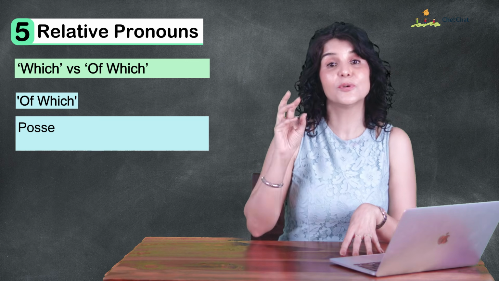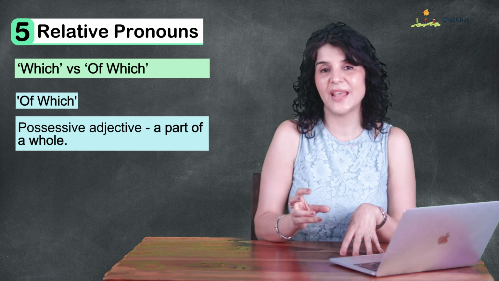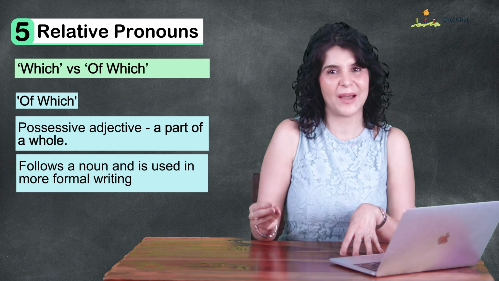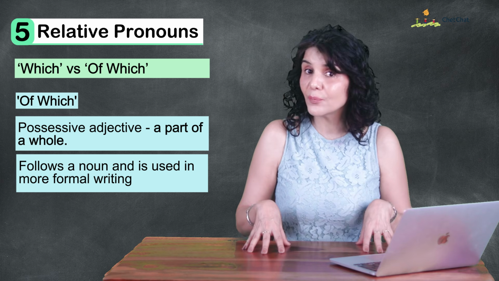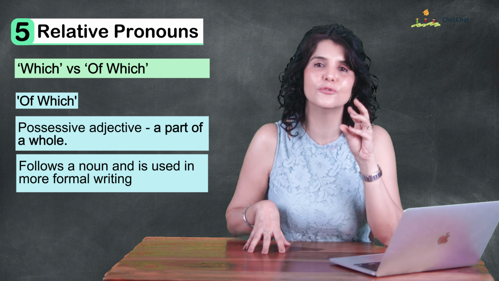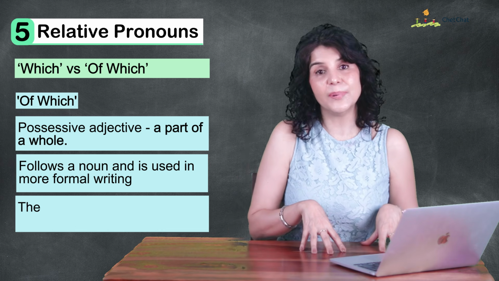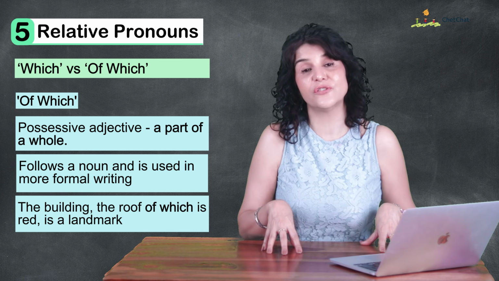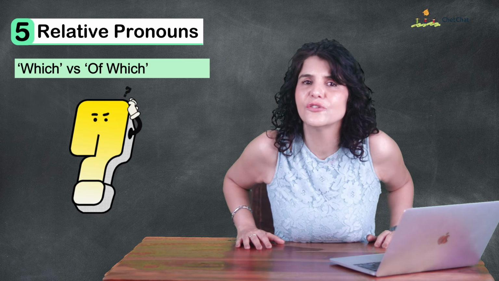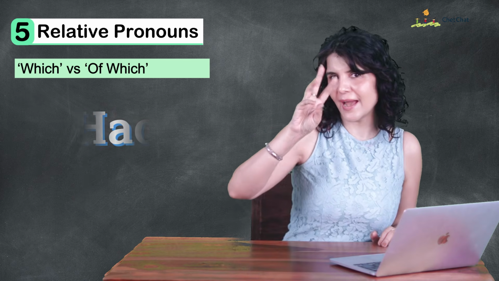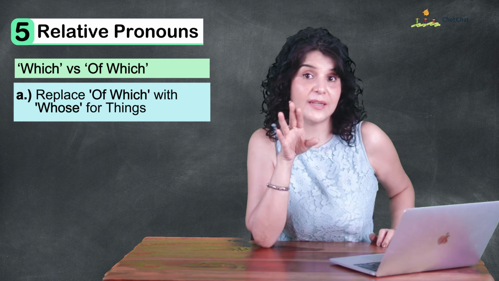Of which is a possessive adjective and means a part of the whole. It usually follows a noun and is often used in more formal writing. Of which is actually very similar to whose. They're both possessive adjectives. Example, the building, the roof of which is red, is a landmark. How do we know whether to use which or of which? Here are 3 hacks for you. Replace of which with whose for things, okay?